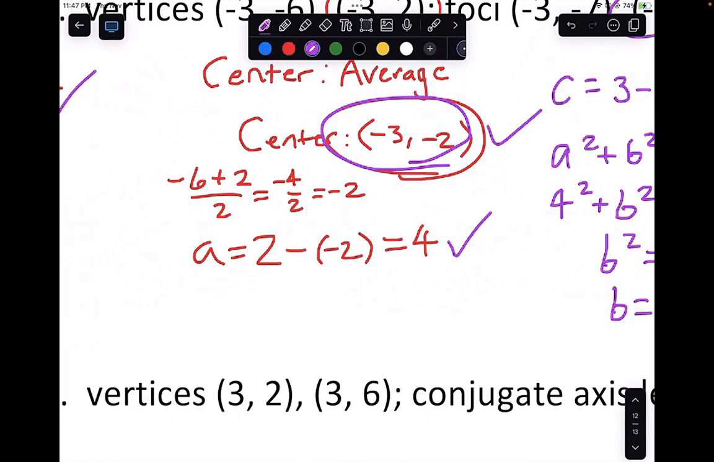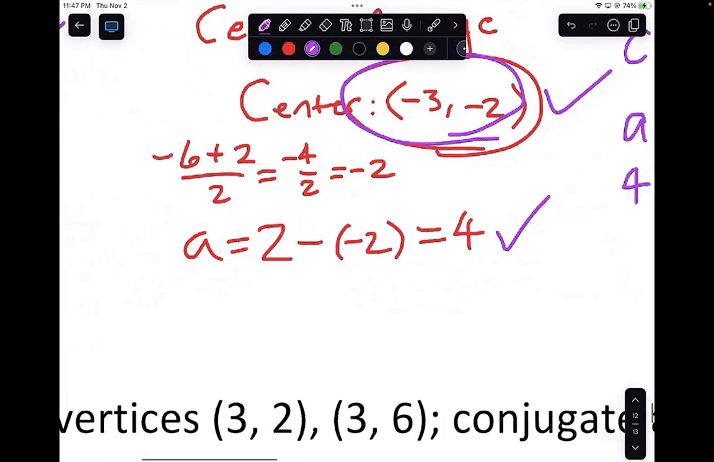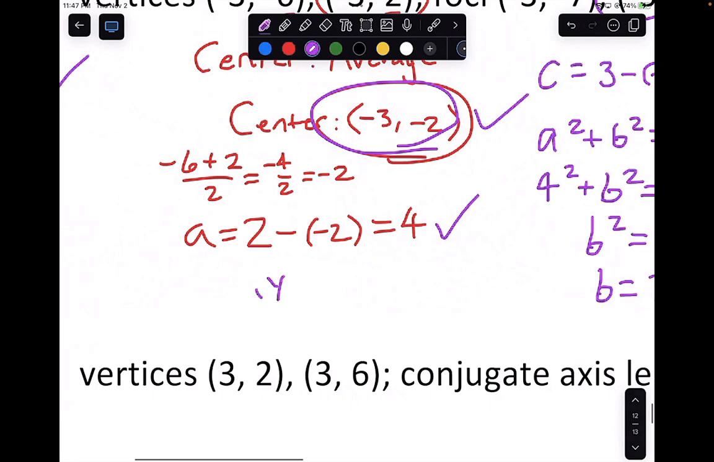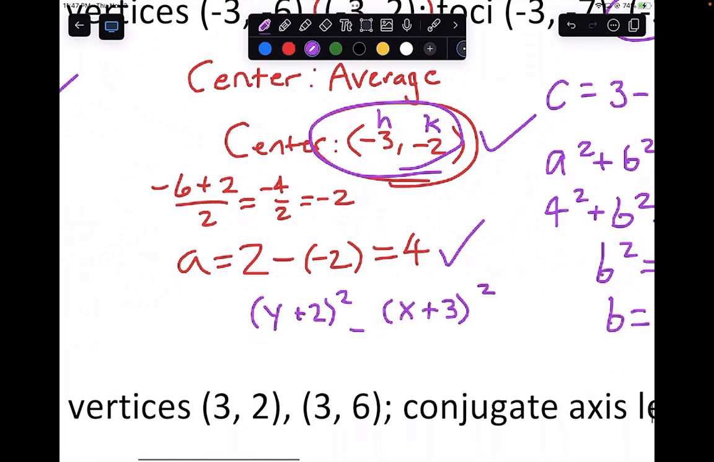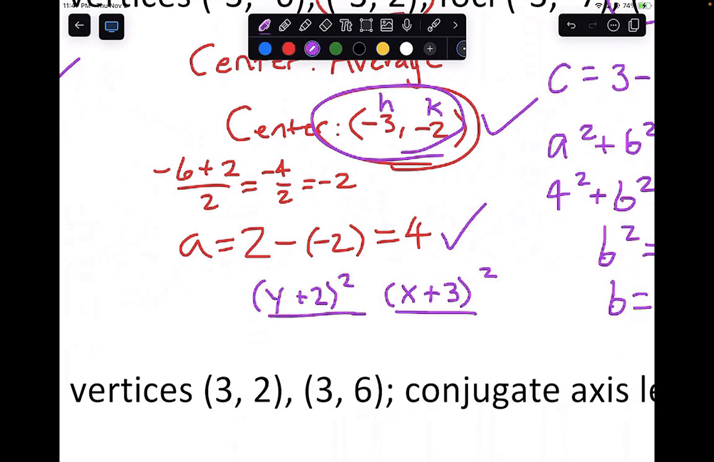So if it's a vertical opening one, we need to start out with y. It's always going to be y minus k and then x minus h. So this will actually be y plus 2 squared. So be really careful there on that. Minus sign in between. X minus negative 3, that'll be x plus 3. And then square, don't forget your squares.